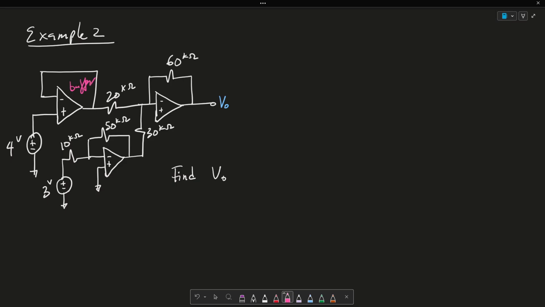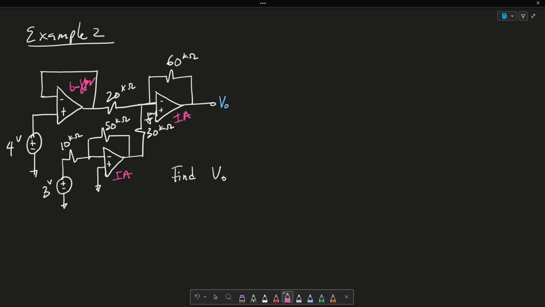All right. I see here this is an inverting amplifier. The reason why is because I forgot to draw this here. This is connected to ground. All right, my voltage is going into my negative terminal. And then here we have another inverting amplifier.